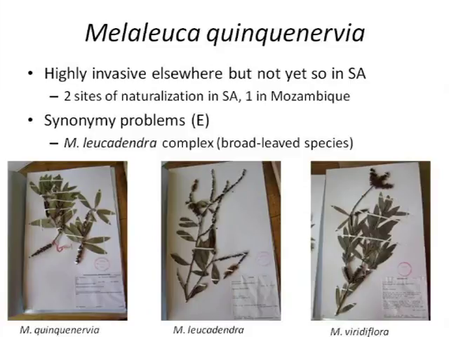The species has had synonymy problems in the past, where a whole suite of broadleaf species called the Melaleuca leucodendra complex have been misidentified and confused with each other. So the three specimens you see at the bottom are three different species, or they are at least identified as three different species. And for quinquenervia, the diagnostic feature is five parallel longitudinal veins on the leaves. Although each of these specimens has that same characteristic, this highlights the problem that we need a closer look at these species, possibly using genetic techniques to tease that out.